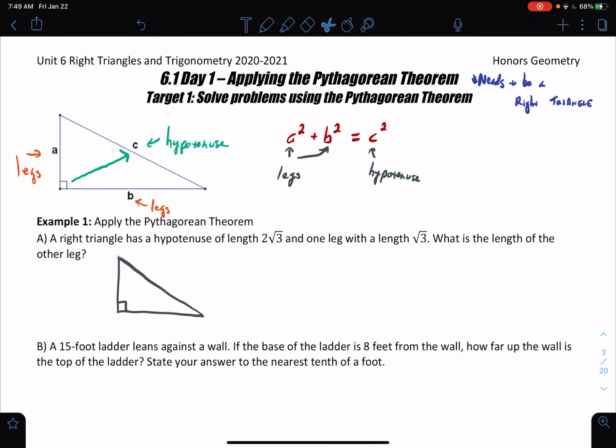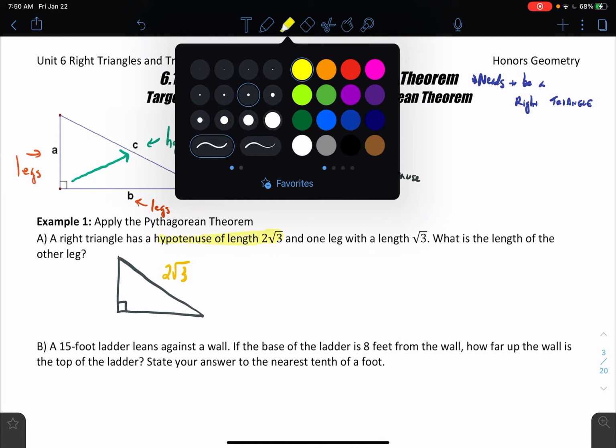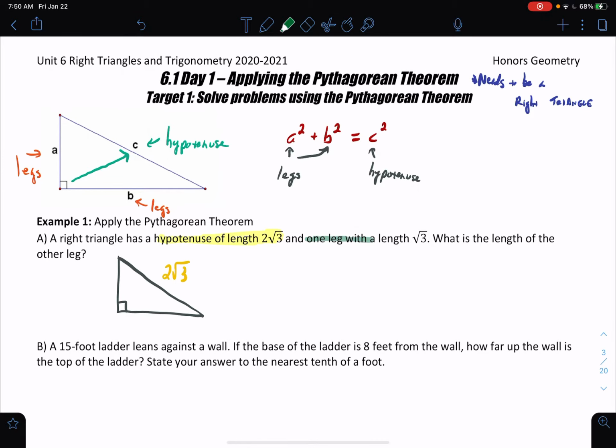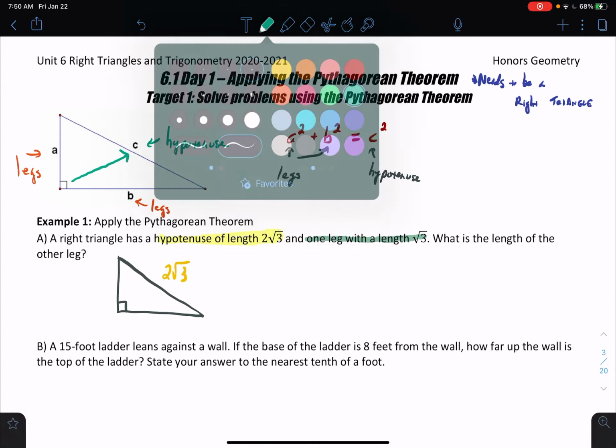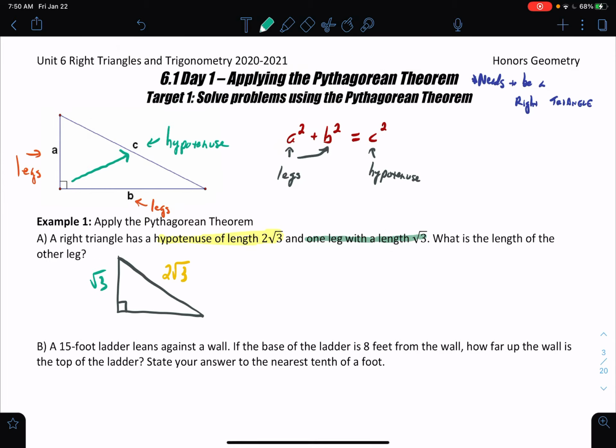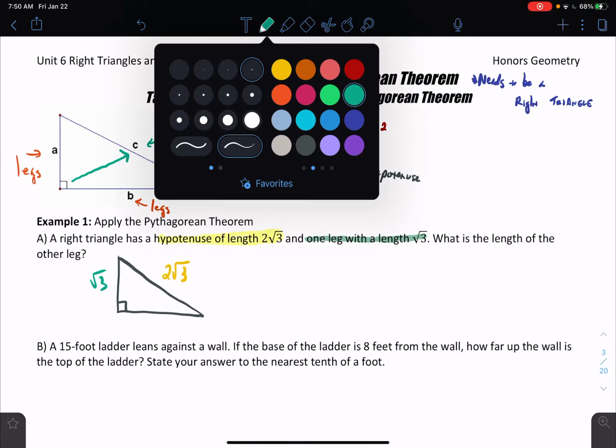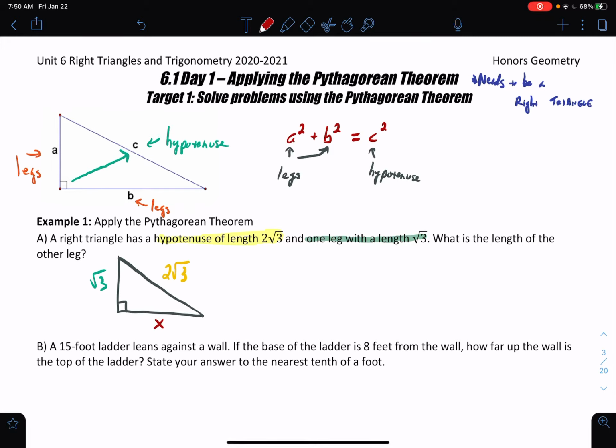We know that the hypotenuse is 2 square roots of 3. So I'm going to label the hypotenuse as 2 square roots of 3 because it's opposite the 90-degree angle. And one leg has square root of 3. So it doesn't matter which leg here. I'm just going to label it as square root of 3. And we're trying to figure out the length of the other leg. So I'm going to call that x because we don't know it.